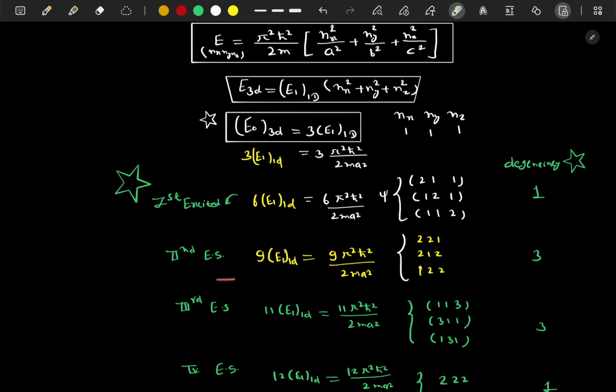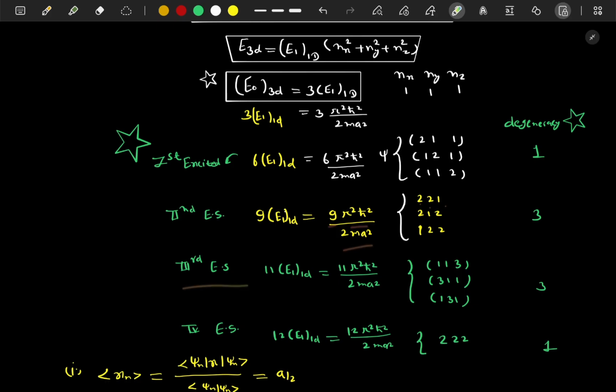Similarly with the second excited state, what is happening, first 1 1 1, then 2 1 1, then we are including 2 2s, 2 2 1, 2 1 2 and 1 2 2, so it will be 4, 4 and 1, so total 9 π square upon 2m a square. Third excited state 11 E1 of 1D, so 11 π square upon 2m a square. So what is the degeneracy, degeneracy is 3, and the sum of eigenvalues, 1 1 3, 3 1 1 and 1 3 1, so 11 π square upon 2m a square, and the fourth excited state will be 12 E1 of 1D, 12 will be there, and degeneracy is 1. Okay, remember that.